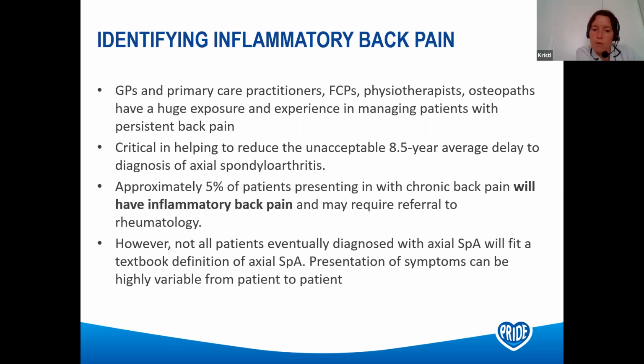But not all patients eventually diagnosed with axial SpA will be fitting that textbook definition, which is already complicated and difficult to diagnose. So presentations of symptoms can be really, really variable. Depending on how long the patient has had poorly managed inflammatory back pain, they'll start to also seem to fit a mechanical pattern or a more sinister pattern.